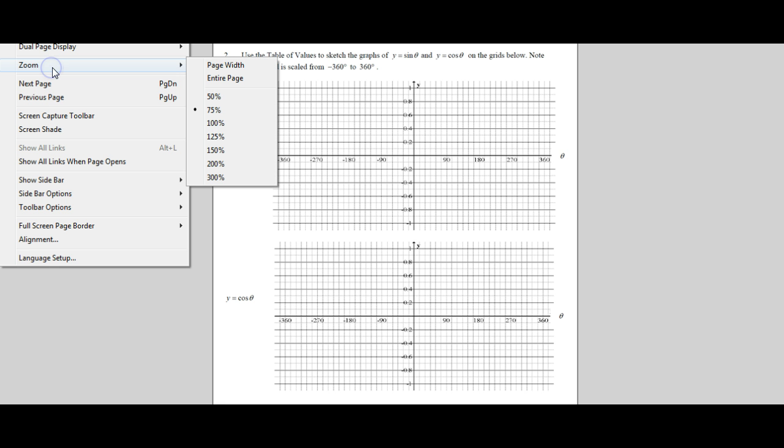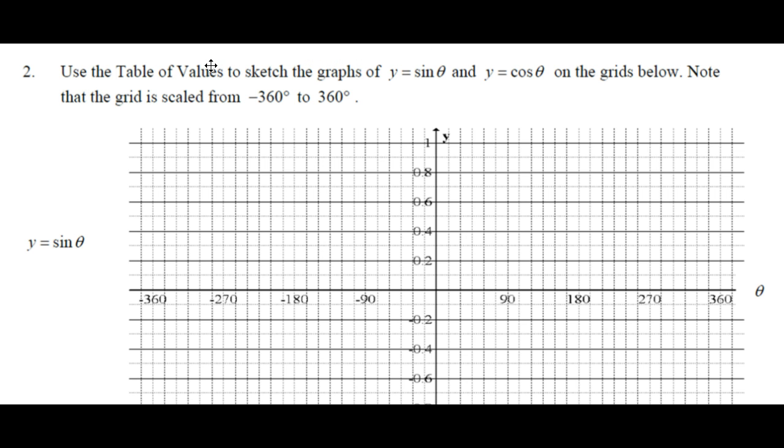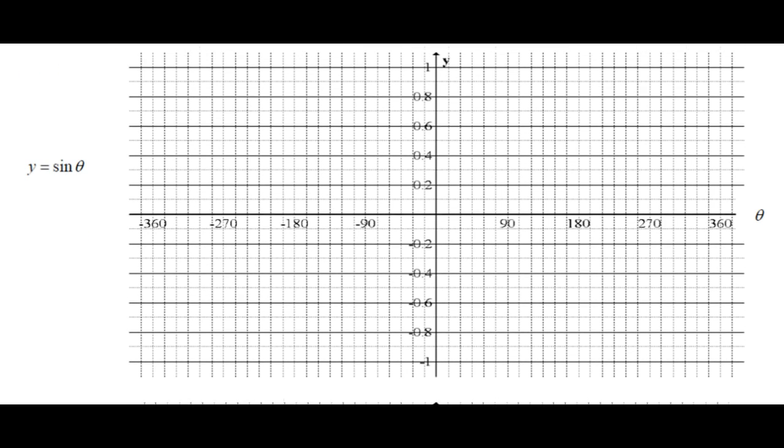Yeah. Use the table of values to sketch the graphs of y equals sine theta and cos theta on the grids below. Note the grid is scaled from negative 360 to 360. Okay, so let's do sine theta first. Let's go page width. So blow this up a bit. Just do one at a time.